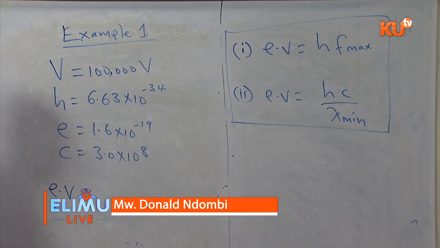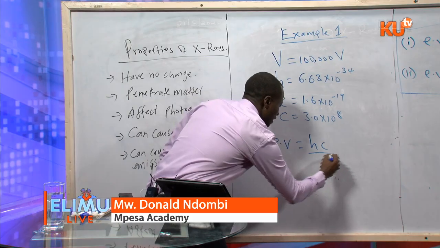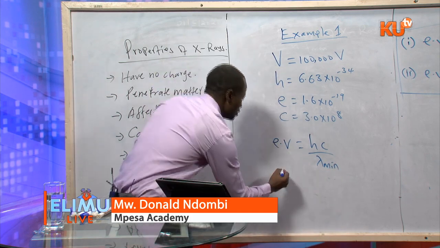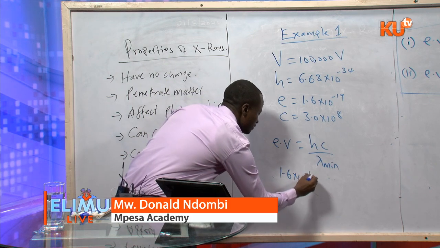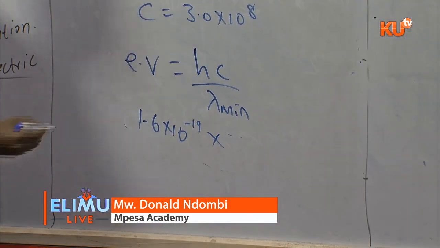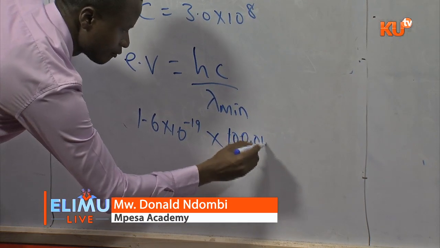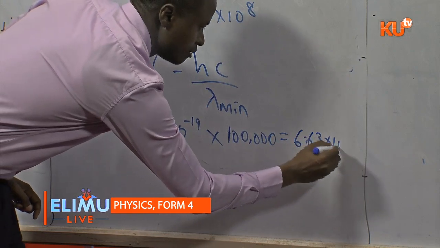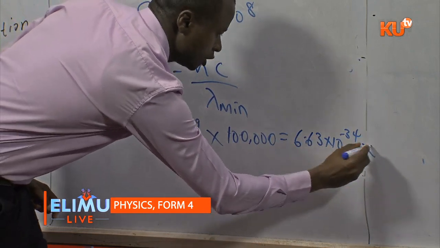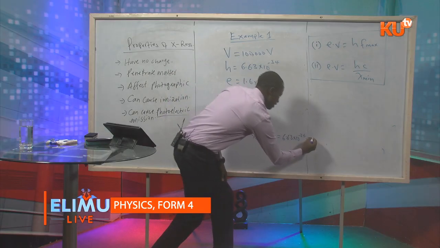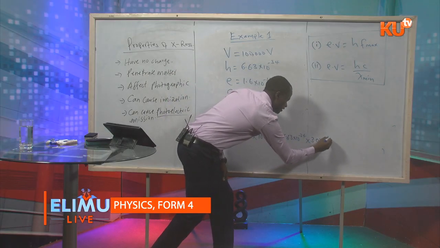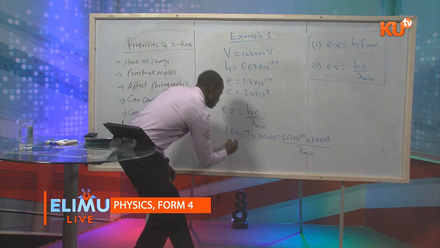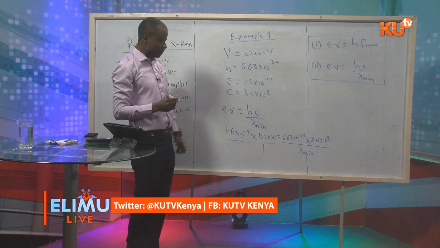So we shall say EV equals HC over lambda minimum. Then we substitute. My E is 1.6 times 10 power negative 19 multiplied by V, which is 100,000. This should be equal to H, 6.63 times 10 power negative 34 multiplied by C, which is 3.0 times 10 power 8. All this is divided by lambda minimum. Then you can say over 1 and make lambda minimum the subject.